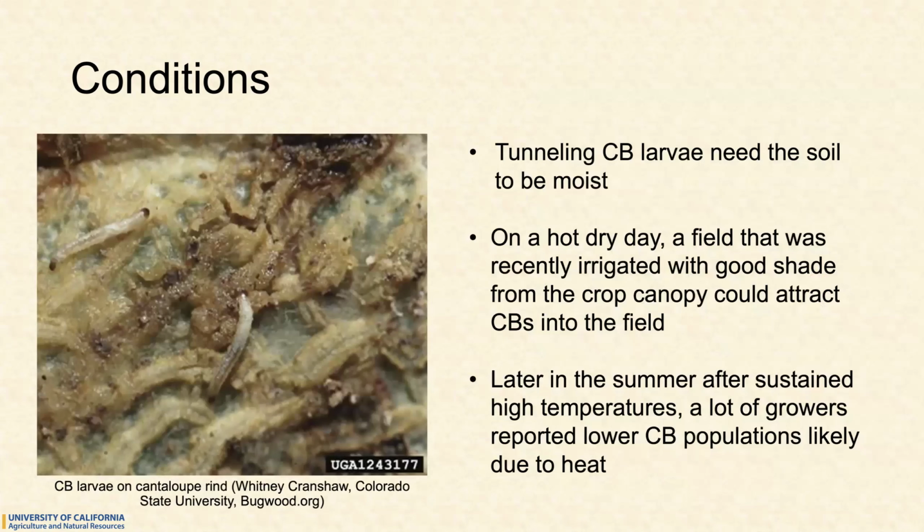So tunneling cucumber beetle larvae need the soil to be moist in order to survive, thrive, and move around. So on a hot, dry day, a field that was recently irrigated with good shade from the crop canopy could attract cucumber beetles into the field because that's a beneficial environment for them. Later in the summer, after sustained high temperatures, though, a lot of growers last year especially reported to me that they saw much lower cucumber beetle populations, probably due to the heat. So this just shows their population levels fluctuate, and it's largely influenced by temperature.